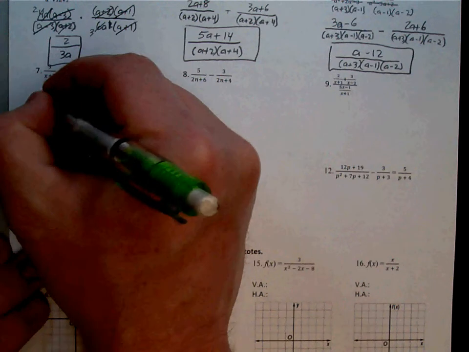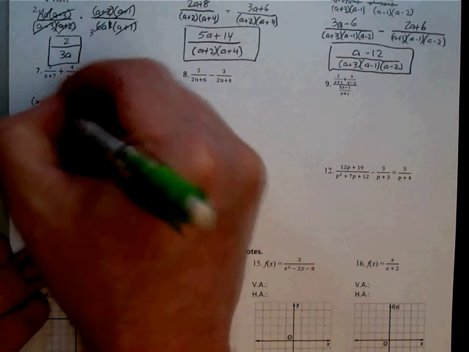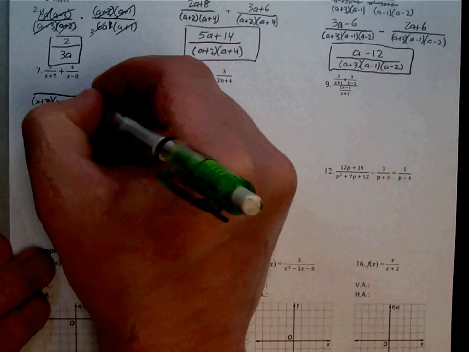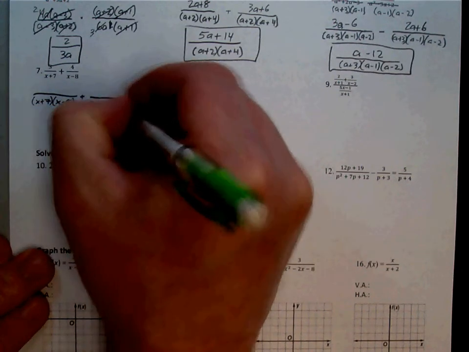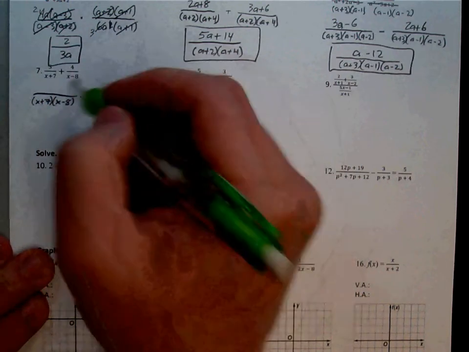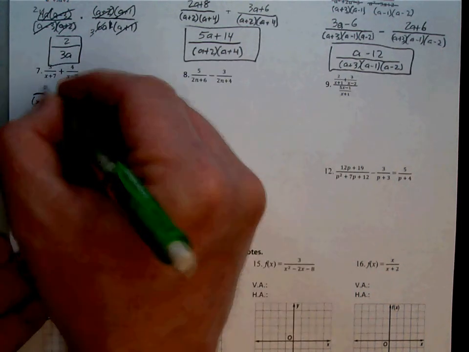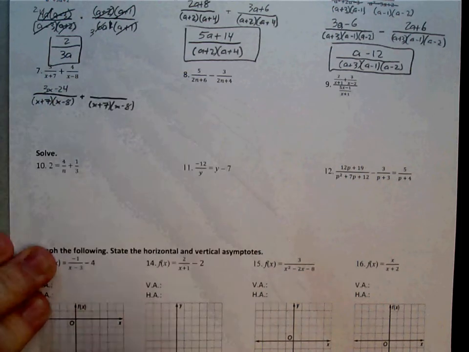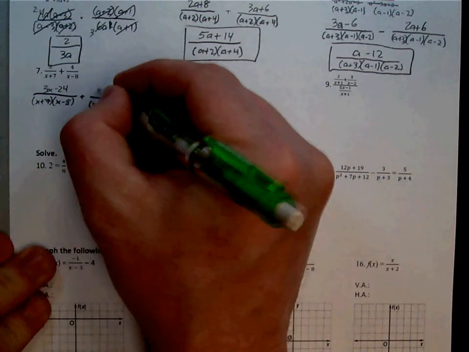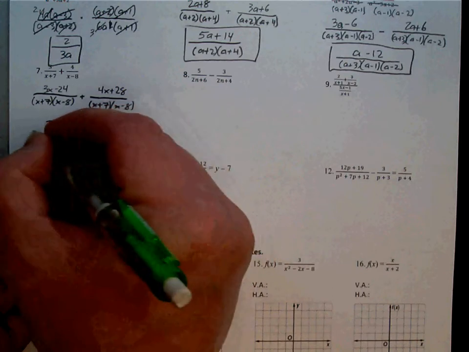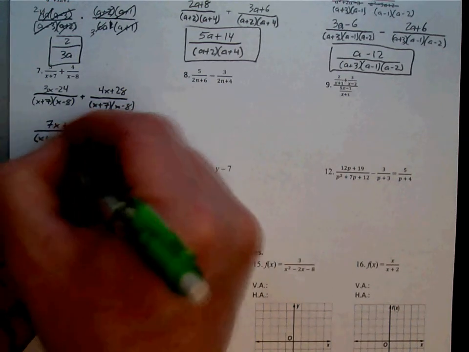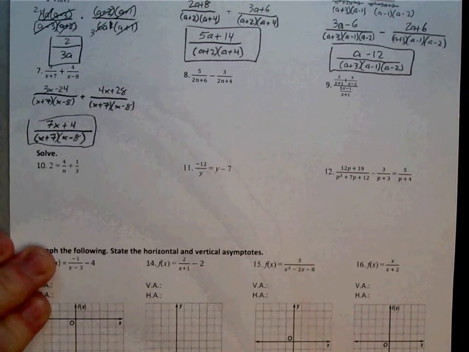7. Least common denominator is going to include an x plus 7 and an x minus 8. First fraction, I've got to bring in the x minus 8, so we get 3x minus 24. Second fraction needed the x plus 7, so we distribute the 4x plus 28. Add the numerators, 7x plus 4 over the LCD. Numerator doesn't factor, no common factors, so I'm finished.